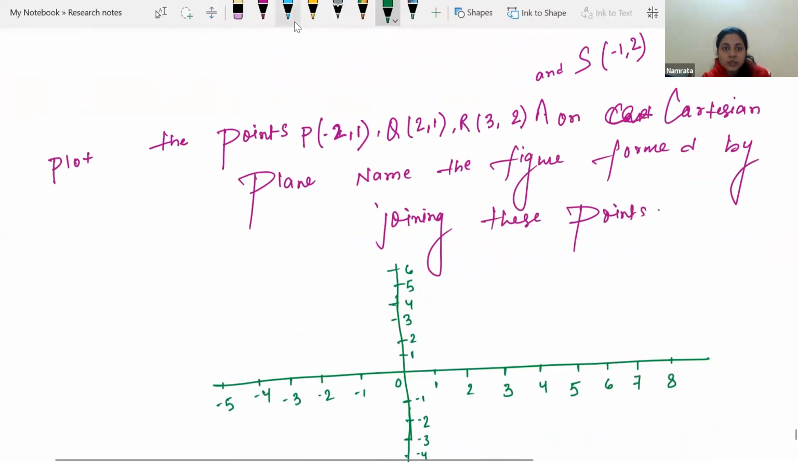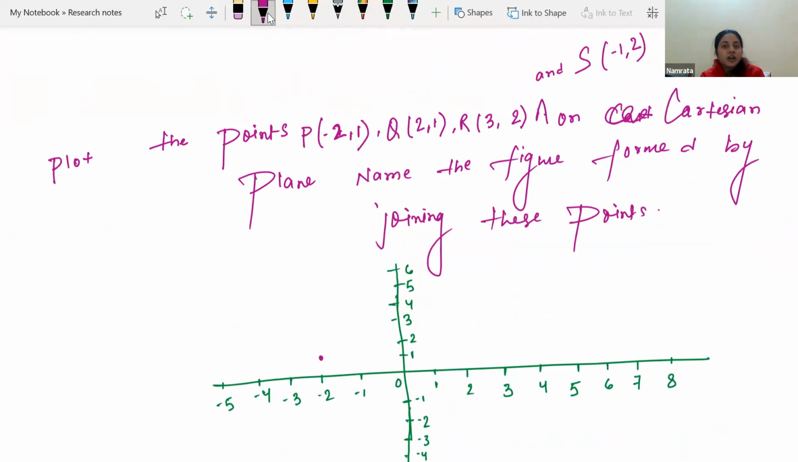Let's locate these points. First thing, we need to locate point P, point Q, point R, point S. So P is minus 2 comma 1. That means X is minus 2 and Y is 1. However, one thing I want to mention here, my figure will not be accurate, yours also, because we are not doing it on graph paper.